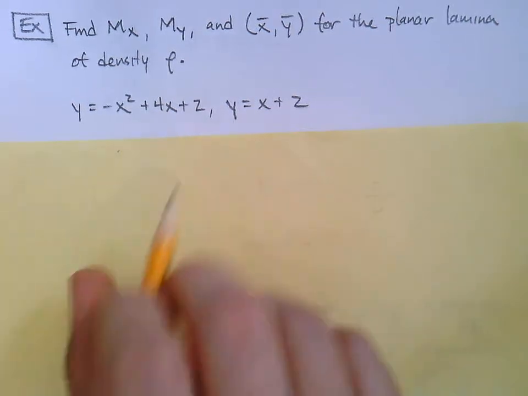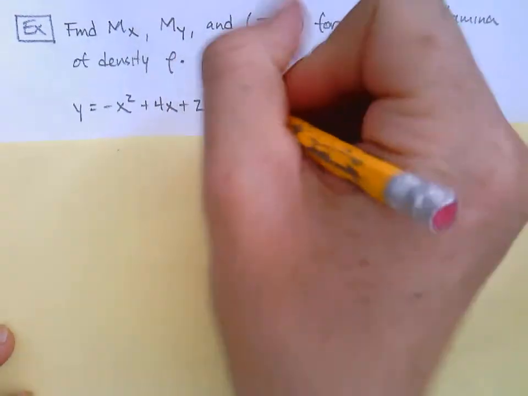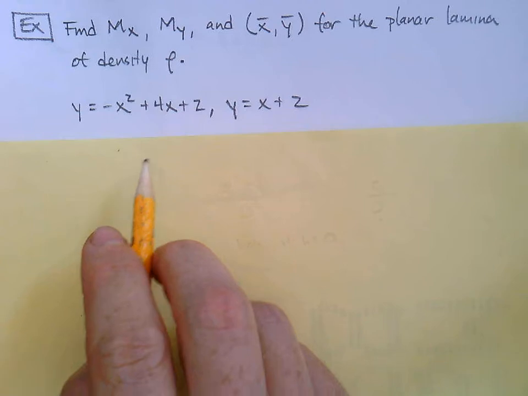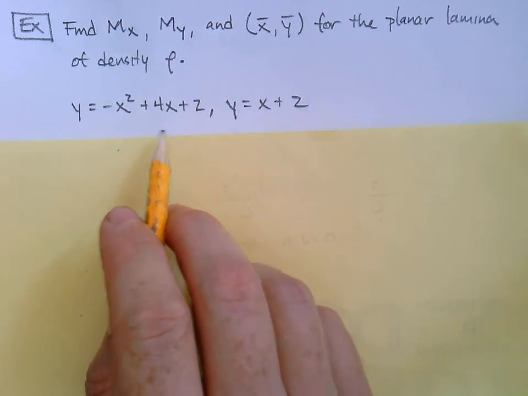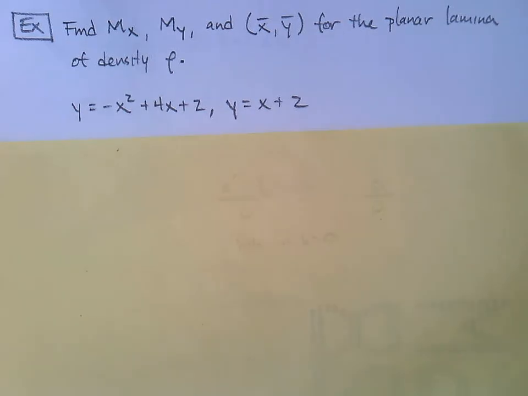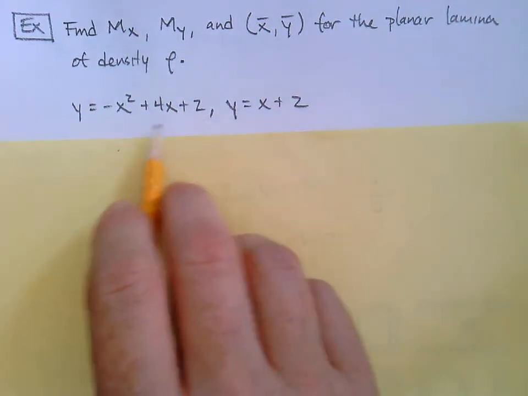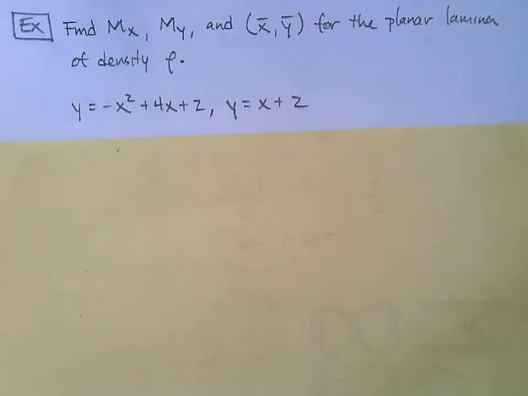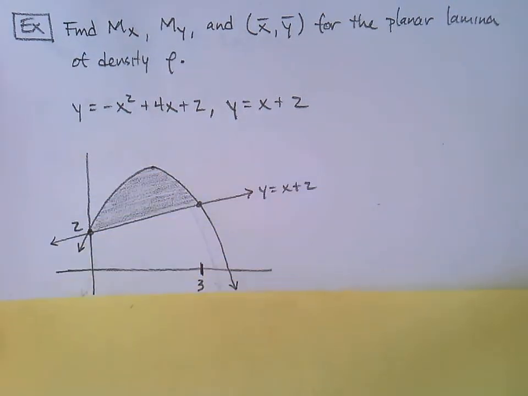And here, they give you two curves, two functions. So we're going to think of it as the planar lamina that is bound between the two curves. So what you might do to get started is to just put those graphs right into Desmos, and so you can have a good idea of what the graph looks like. I've gone ahead and done a sketch by hand as well.